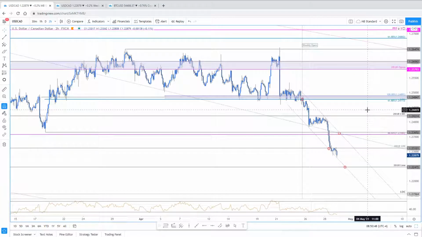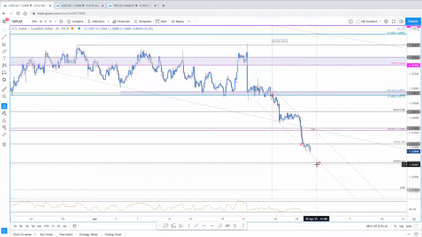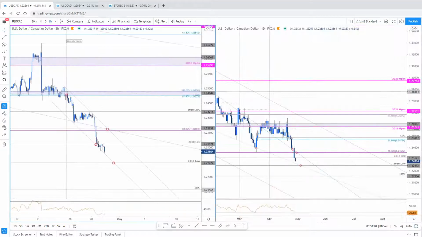Man, ever since the Bank of Canada, it's been a pretty straight shot lower. The dollar weakness yesterday further exacerbating this move. But a break's a break.